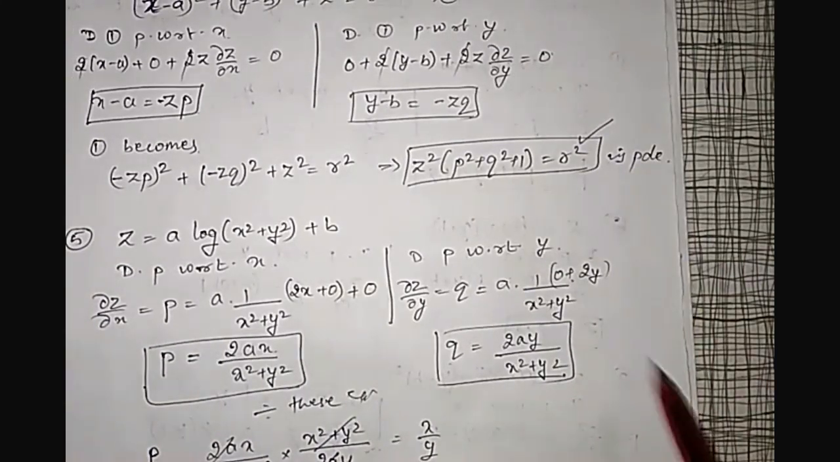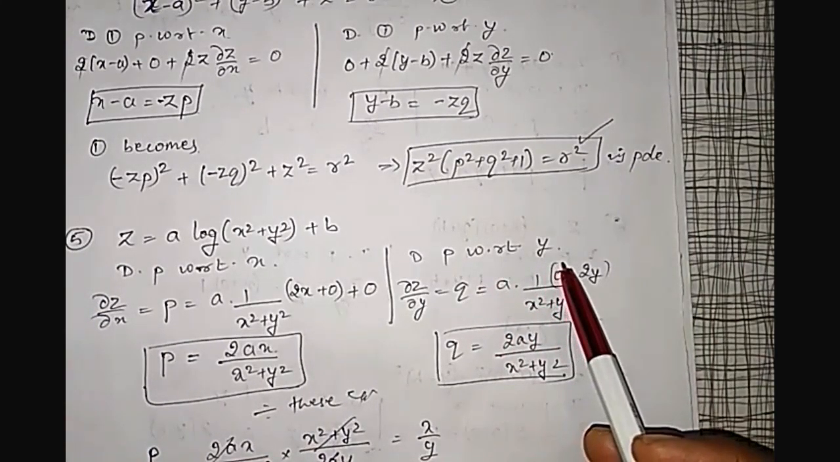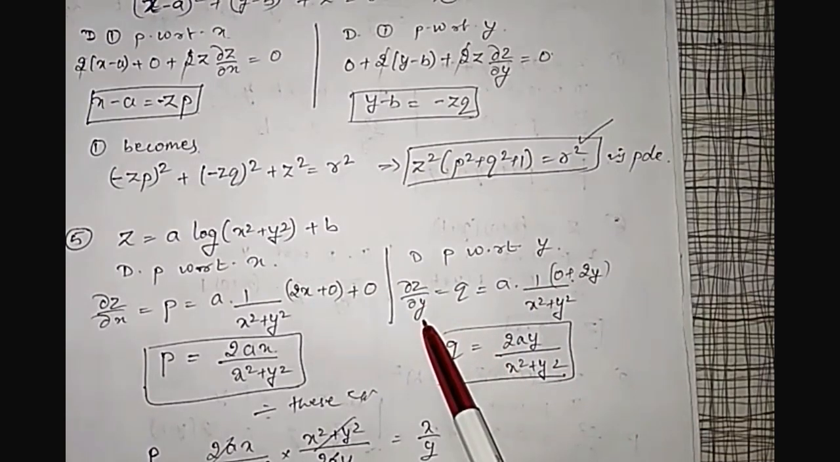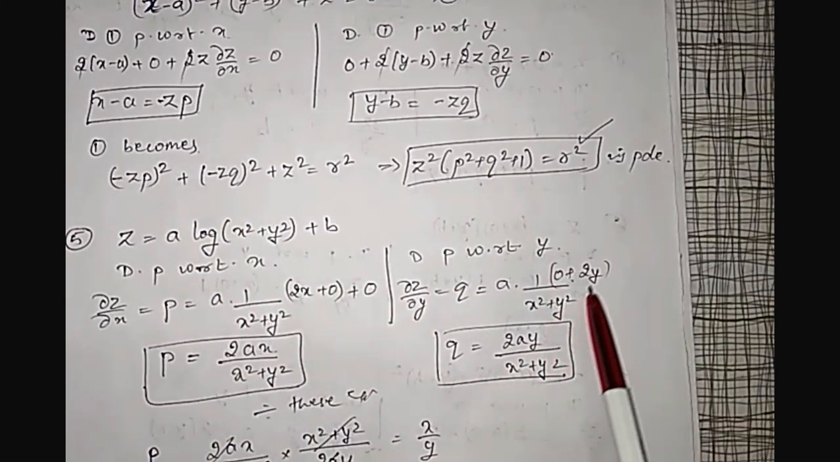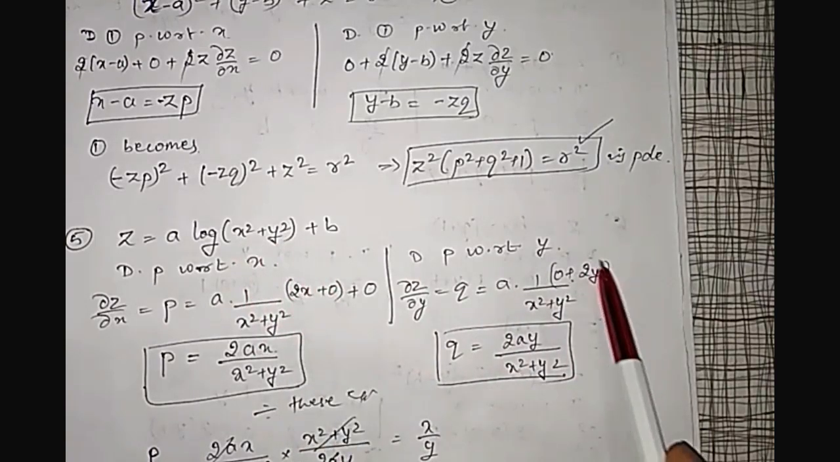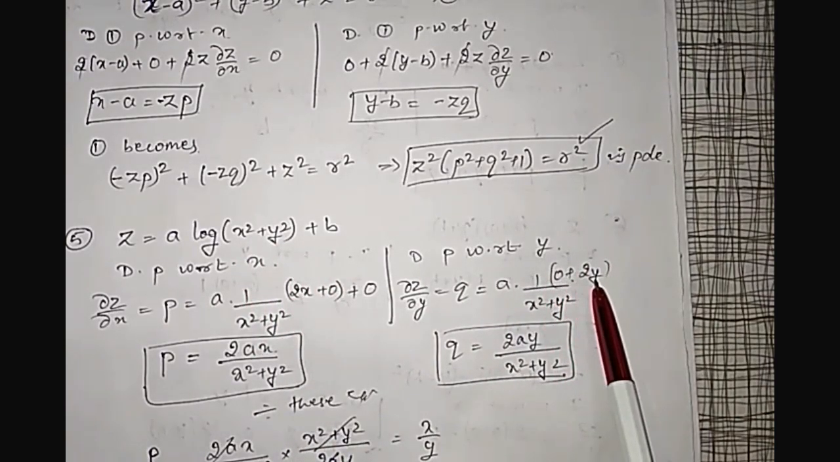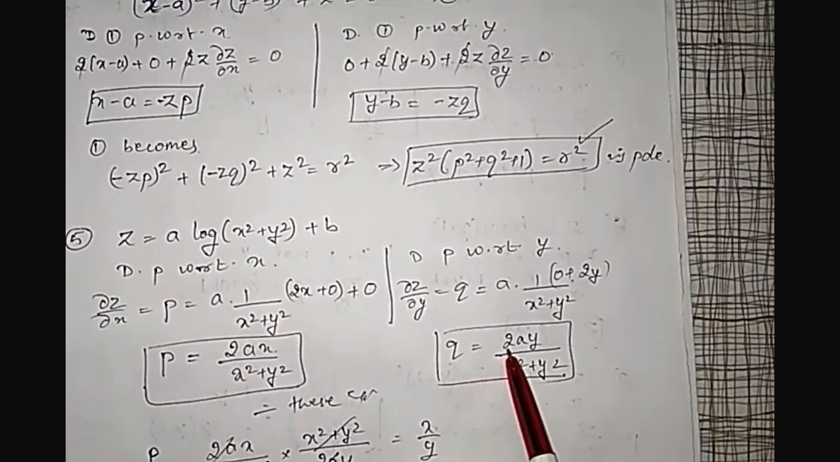Like that, while differentiating partially with respect to y, dou z by dou y is written as q, and a into, again chain rule, 1 divided by x square plus y square into differential of x square plus y square with respect to y, which will become 0 plus 2y. Therefore, q is equal to 2ay divided by x square plus y square.